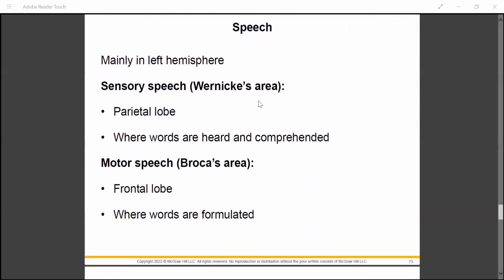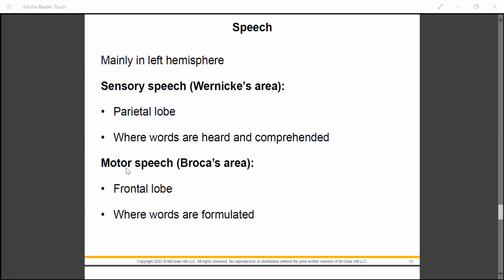So we just said we have a sensory and a motor area. Our sensory area is known as Wernicke's area. That's in our parietal lobe. Like I said, that is concerned with how we actually hear the words and how we comprehend them. And then we have our motor area, which is called Broca's area, and that's where our words are formulated. You may not have heard this term, but if you ever heard the term aphasia, that means difficulty or absence of speech. So you can have sensory or Wernicke's aphasia, or Broca's or motor aphasia.